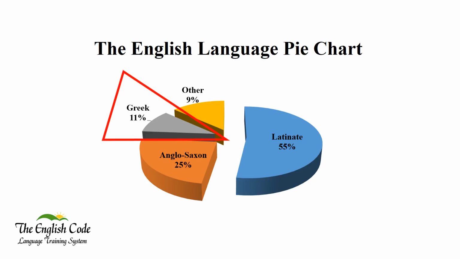Greek word construction constitutes 11% of our language. That's approximately 1 out of every 10 words. But please note, the majority of vocabulary words found in science and mathematics are of Greek origin.